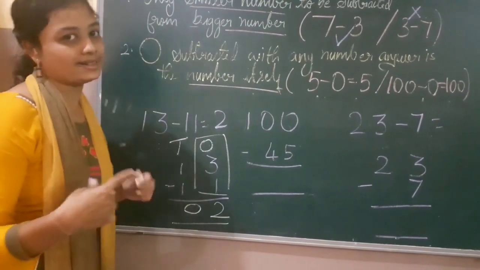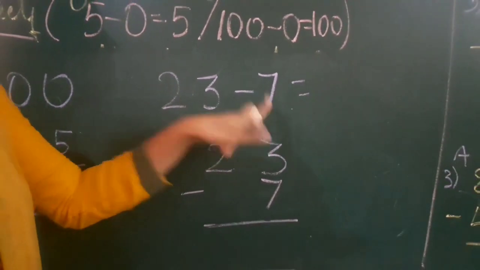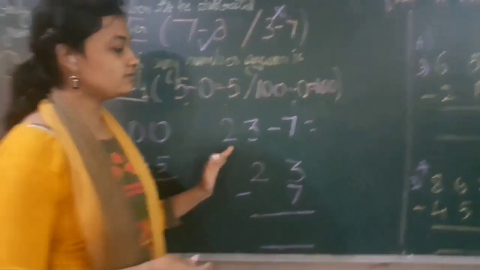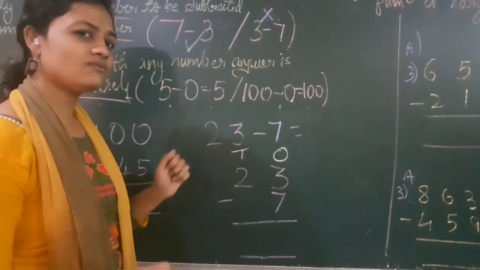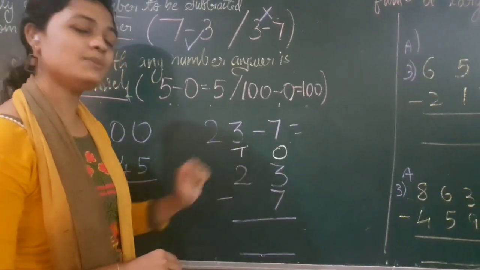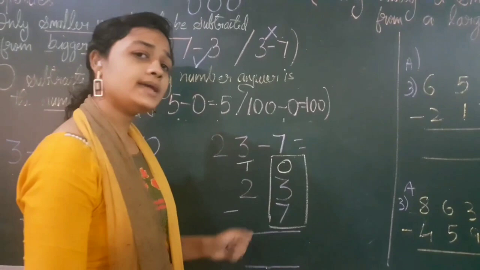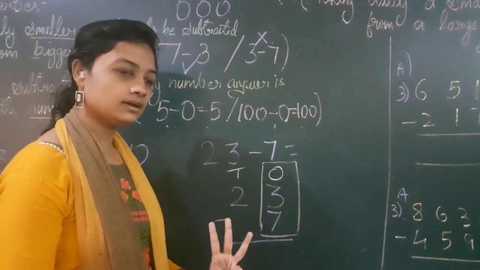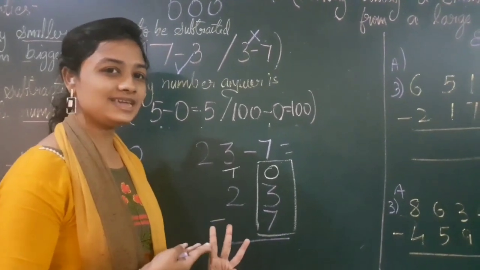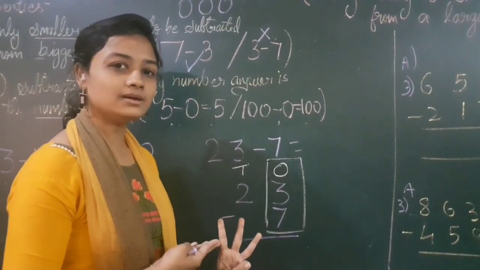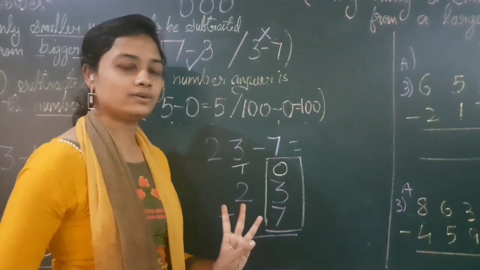Let us go for one more example. I have 23 and I have to subtract 7 from that. First let us arrange them in the places, ones and tens. From where should I start? I should start from ones place. How many x do I have? I have 3x. How many x should I take away? 7. Can I take away 7 from 3? Is it possible? No, it is not possible. So what should I do now?